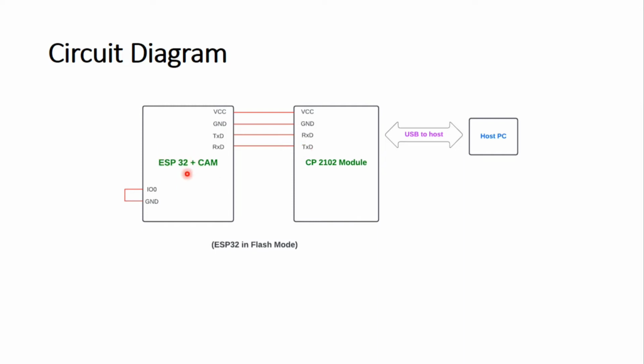When we are using the ESP32-CAM in flash mode, that is in programming mode, the GPIO pin IO0 and the ground need to be shorted. That means IO0 needs to be pulled down, which indicates that it can be programmed. So this connection also has to be made in flash mode when we program the ESP32-CAM. Otherwise, this can be removed.